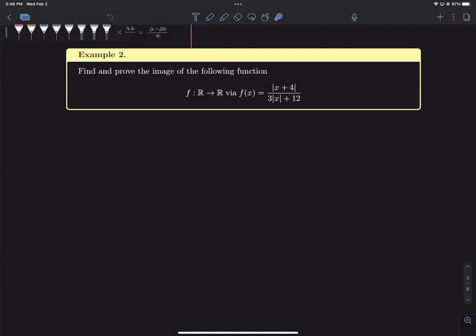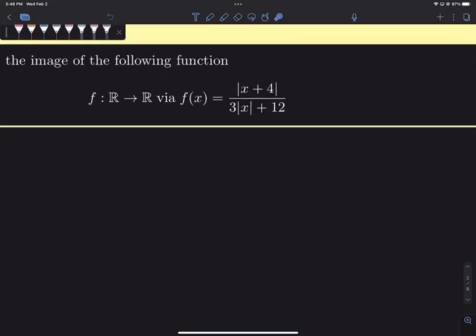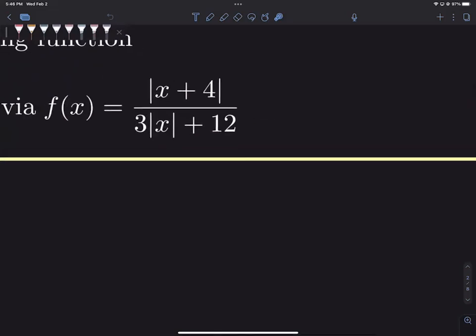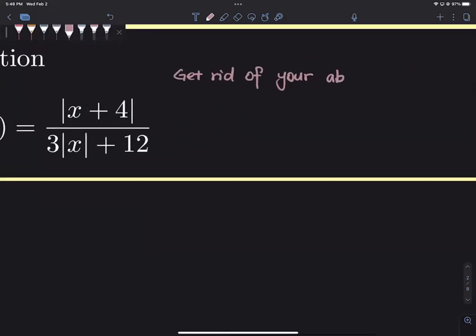Anyway, back to this. A few tips I'm going to give you again. When you see absolute values, my tip for you is to get rid of them first. 90% of the time, you need to get rid of them. So get rid of your absolute value first.